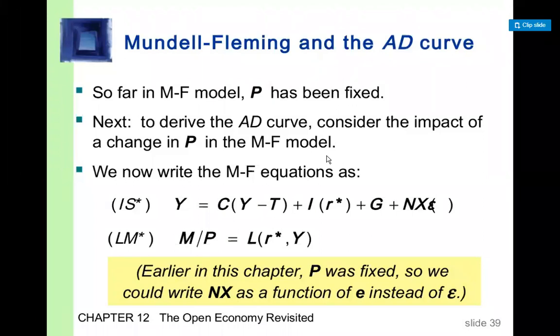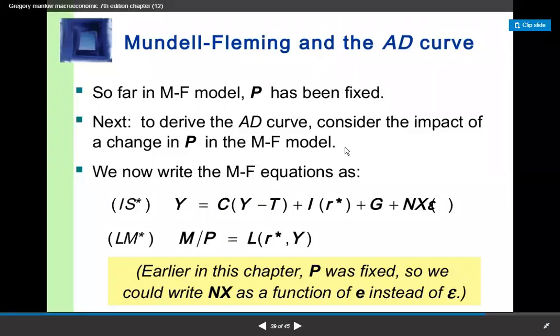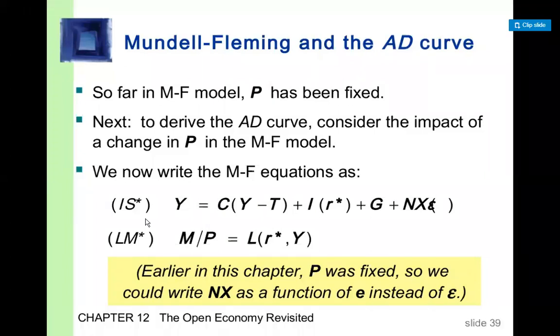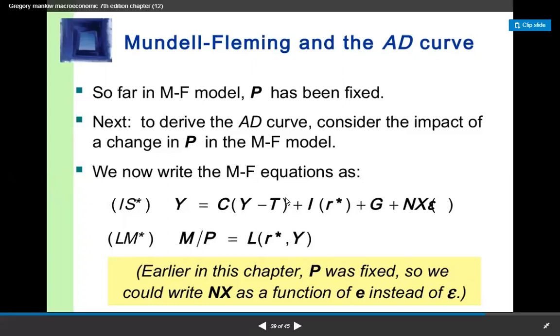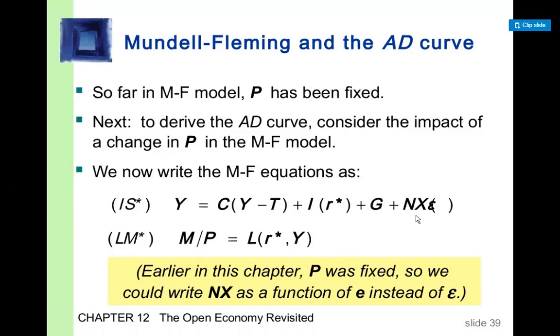Now, for the derivation of the aggregate demand curve, we know the Mundell-Fleming equations, with stars. As before, the income equation is Y equals C plus I plus G plus net export. Net export is also a function of the exchange rate. Getting the point?